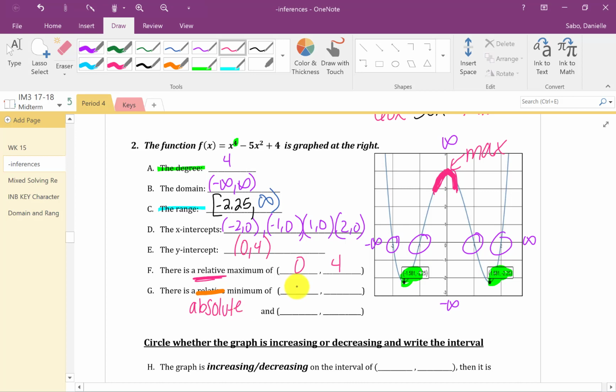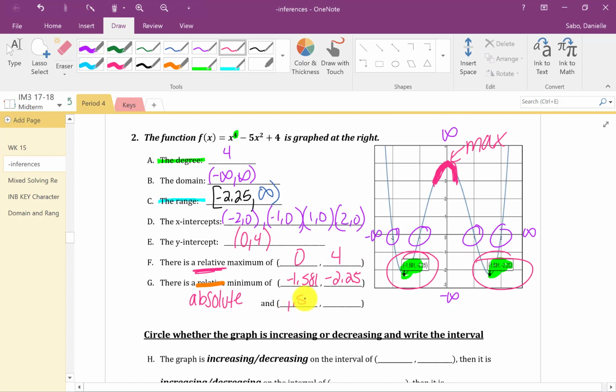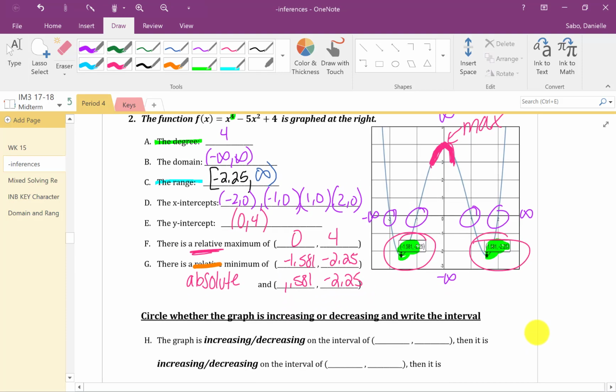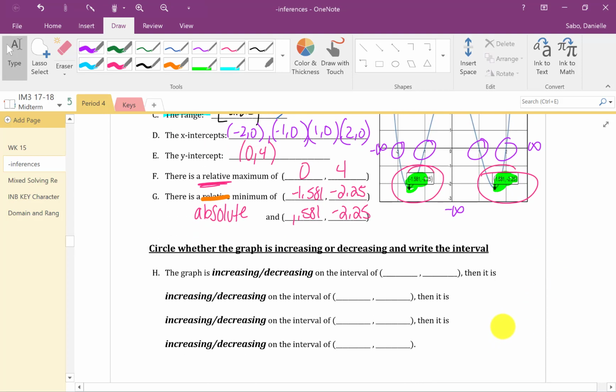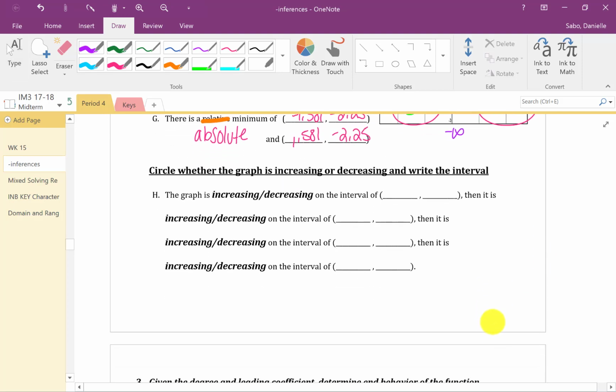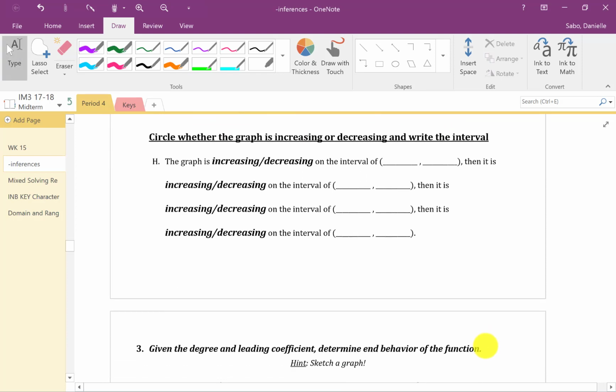And I'm just going to put the points down. I have an absolute min at negative 1.581, comma, negative 2.25. That's right here. And I have another one right here at 1.581 and negative 2.25. Now, if this is moving too fast for you, you can always press pause as you're writing things down.